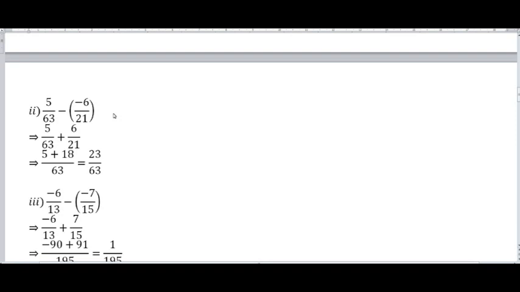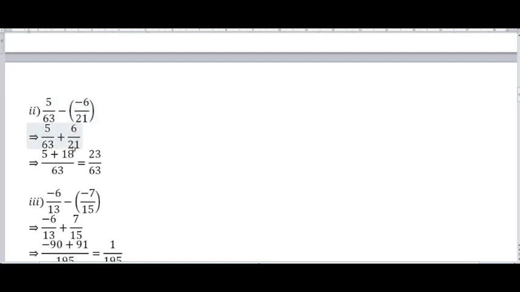Alright. Then question number 2. Here we have minus 5 by 63, then inside the bracket we have minus 6 by 21. When you remove the minus sign, 5 by 63 minus bracket minus 6 by 21. Then second step, 5 by 63. If you remove the bracket here, the mathematical signs will be multiplied by themselves. Minus into minus is plus, then 6 by 21.